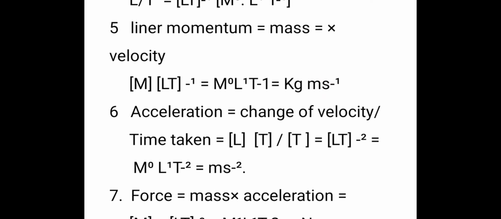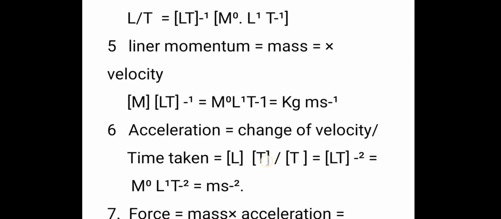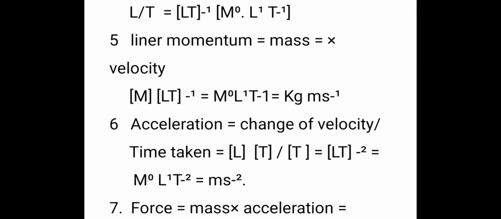The next question, linear momentum, which is mass into velocity. We know the mass is M. Velocity we already know is L into T inverse. So the dimensional formula is M1 L1 T inverse, with units kgs meters per second.